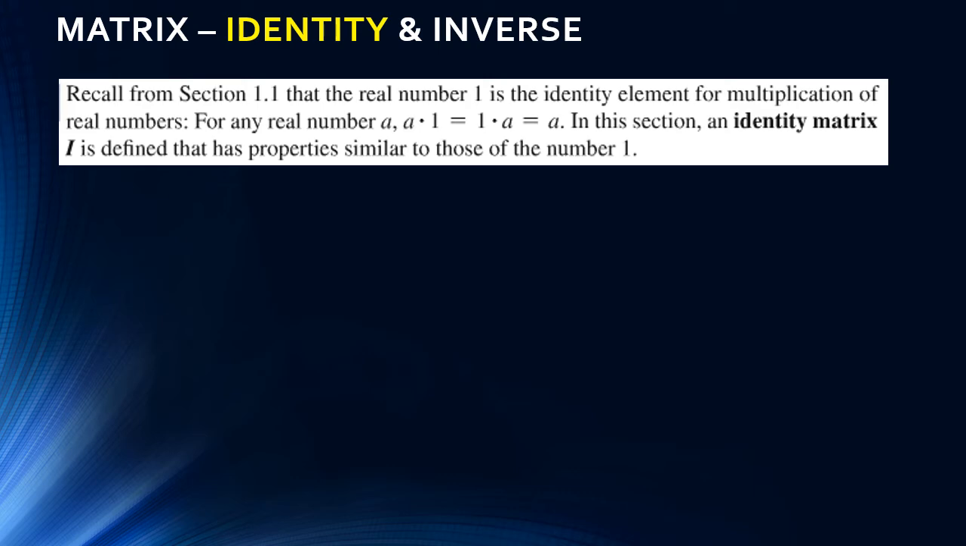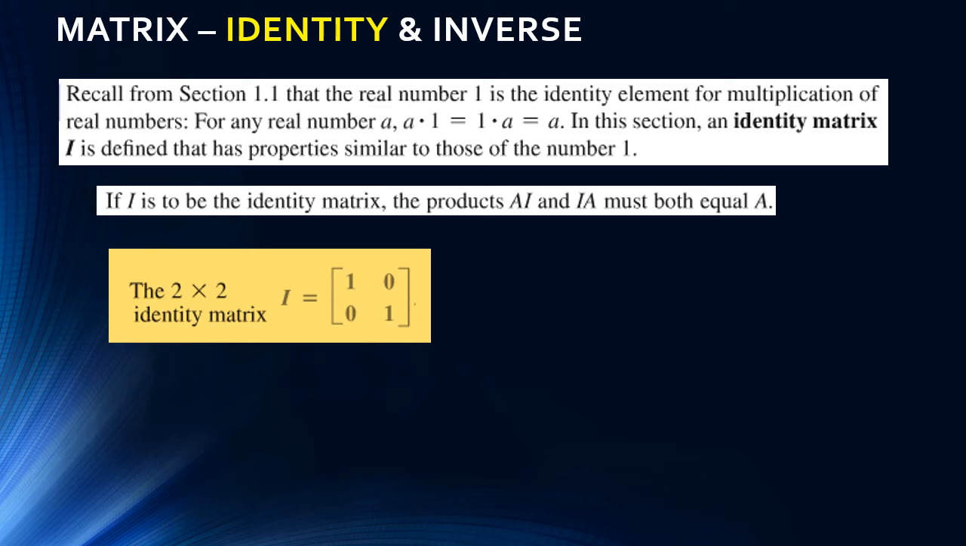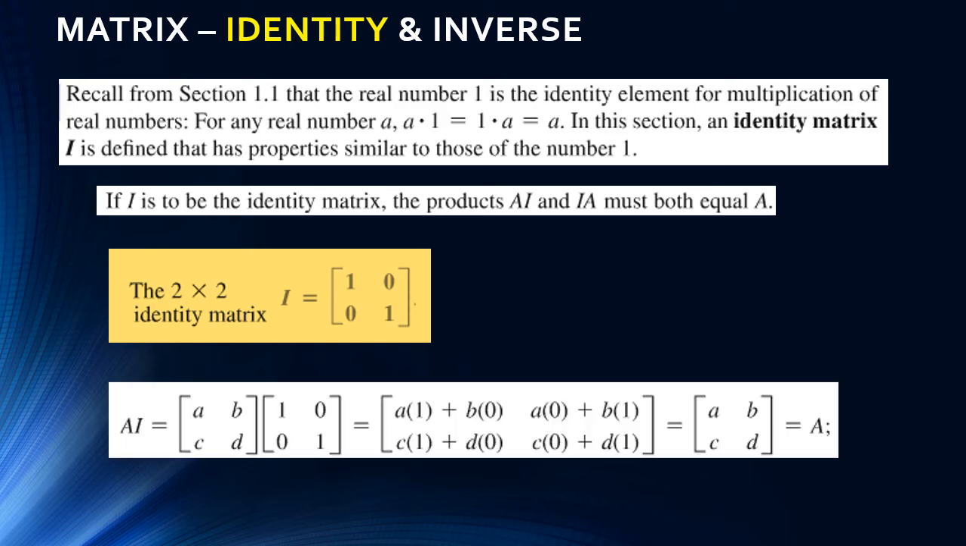For any real number A, A times 1 is equal to 1 times A equals A, which is what the example I just gave using the number 4. 4 times 1 is the same as 1 times 4, which is actually equal to 4. In this section, an identity matrix I is identified that has the property similar to those of 1. Okay? If I is to be an identity matrix, then the products matrix A times I and I times matrix A must both equal A. An identity matrix is a matrix that has ones on the downward diagonal, starting at the upper left and going to the downward right. These are all square matrices. The downward diagonal are all ones and everything else are zeros.